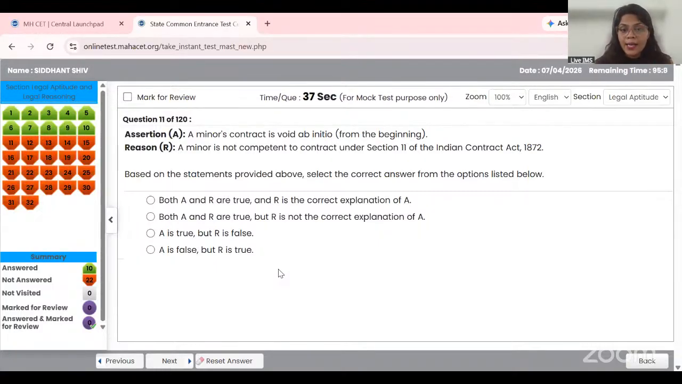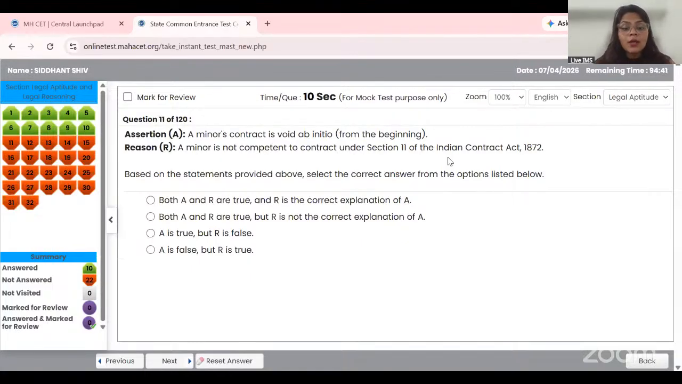Here, again, to some extent, you will need some information. So first of all, you need to know whether what the assertion is saying is true or not. So a minor's contract is void ab initio, from the very beginning. Yes, we know that that is the right answer. Let's check out whether the reasoning is true or not. So a minor is not competent to contract under Section 11 of the Indian Contract Act.